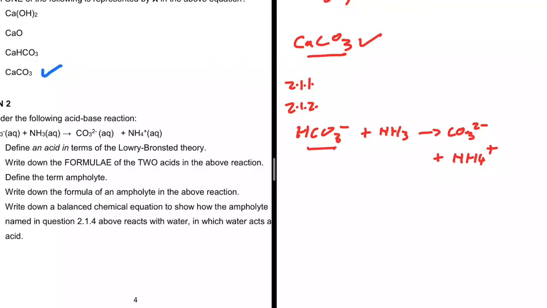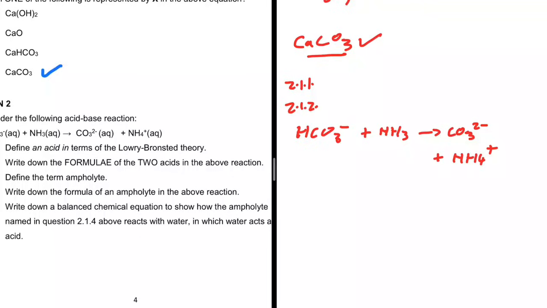HCO3 minus. It doesn't really matter what you start with. You can start with anything, really. Let's start with NH3. If it is an acid, we should have NH2 minus, as it has donated a proton. And if it is a base, we should have NH4 plus, as it has accepted a proton.